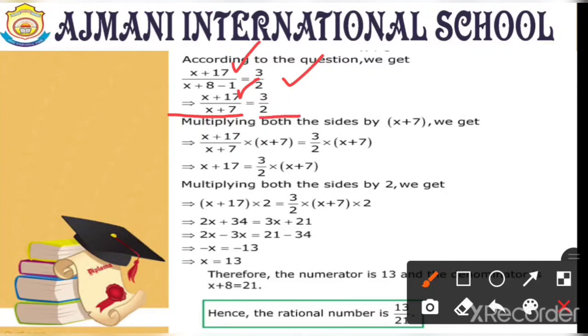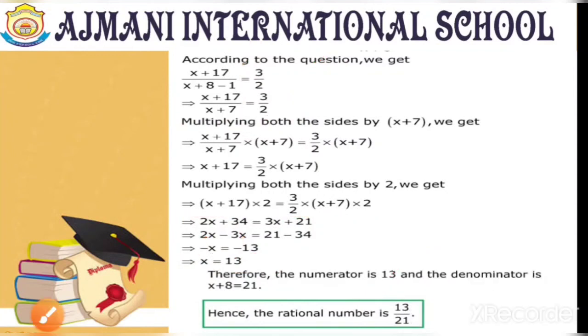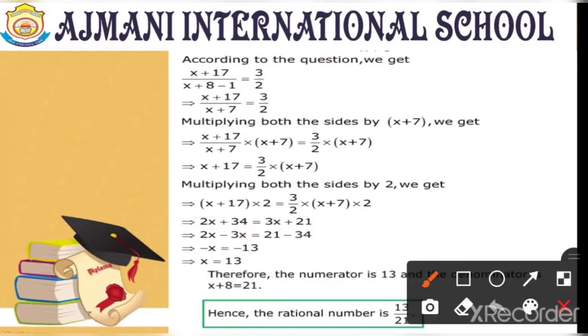After doing cross multiplication, you would get 2x plus 34 is equal to 3x plus 21. And after doing all the solution, you would get minus x is equal to minus 13. The minus would get cancelled and the value of x is 13. But 13 is not your answer. The numerator is x, that is 13. But the denominator is x plus 8, that is 21. And what have they asked? They have asked for the rational number, that is nothing but 13 upon 21, numerator upon denominator.